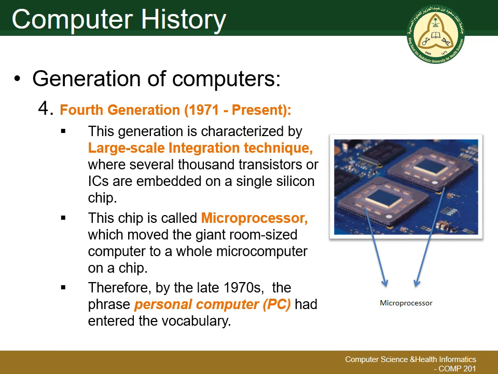What does this mean? We always start slowly, from a big size to smaller and smaller. Now here the integration technique became large scale. Large scale integration technique is where several thousand transistors or ICs are embedded on a single silicon chip. In the picture on your right hand we have a single silicon chip. It contains a large number, thousands, of transistors and ICs, in one square chip. We started compressing the ICs into a single silicon chip.